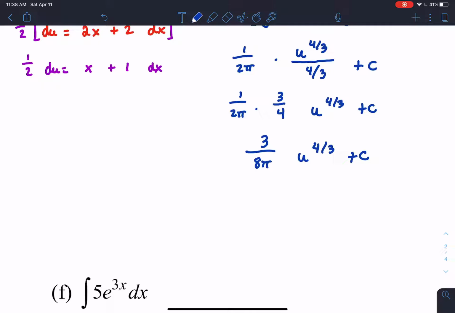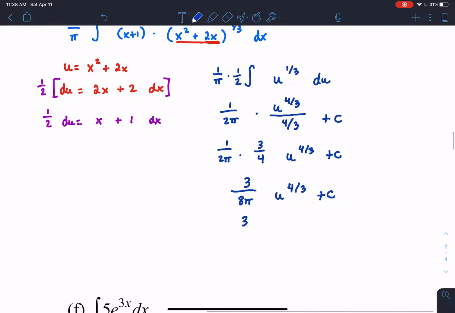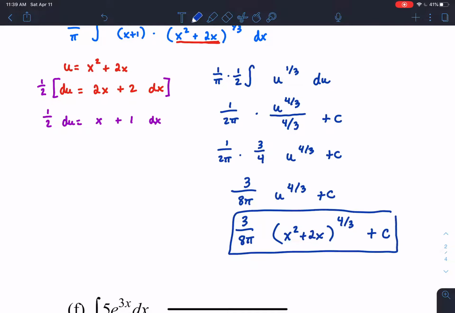And then all you have to do is just plug the u term back in. So this will be 3 over 8 pi x squared plus 2x to the 4/3 plus c. And then that is your final answer.